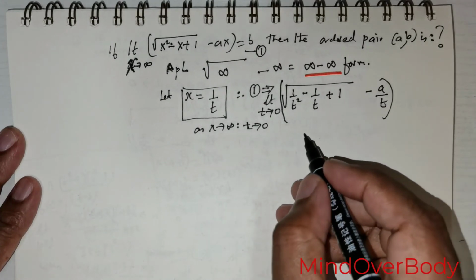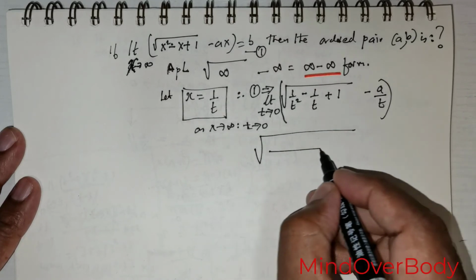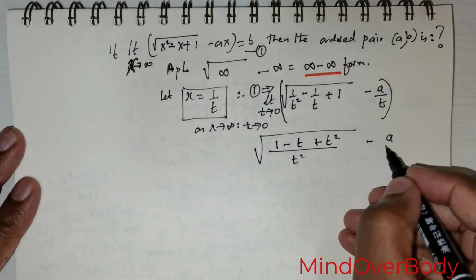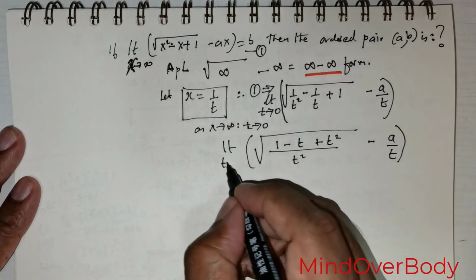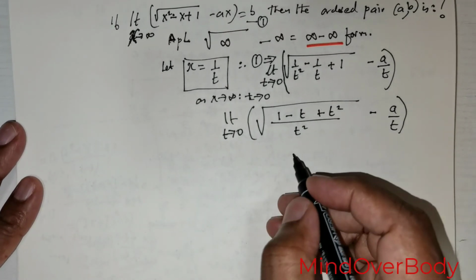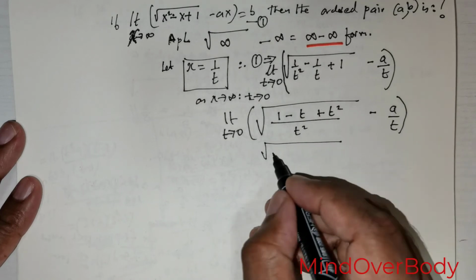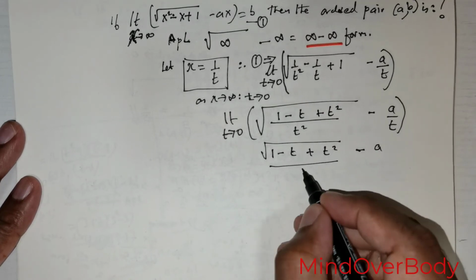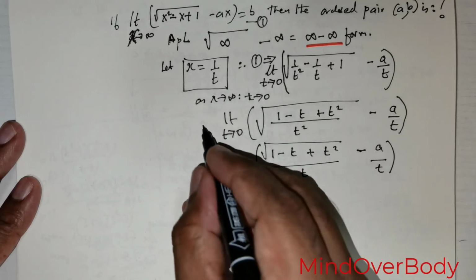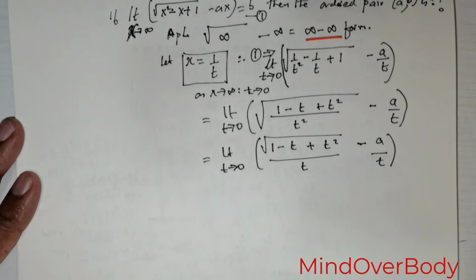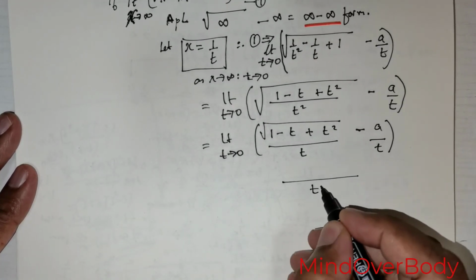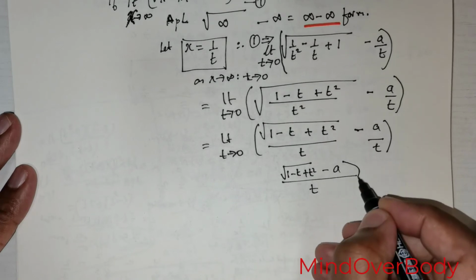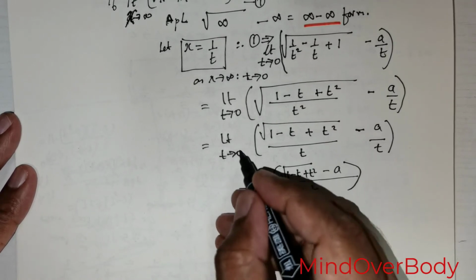Now if I simplify this, I take t squared to be the LCM, so I will get square root of 1 negative t positive t squared, negative a over t, limit t tending to 0. Now this can be further rewritten as square root of 1 negative t positive t squared negative a. Root of t squared is going to be t, and I have a t here. If I take t to be the LCM, this leads me to 1 negative t positive t squared negative a, limit t tending to 0.